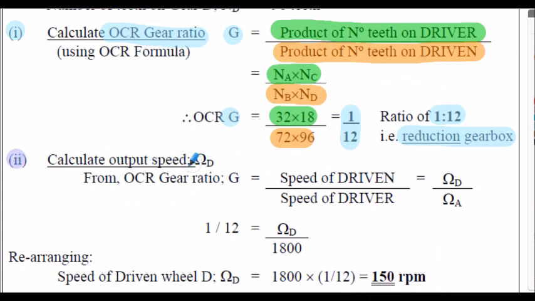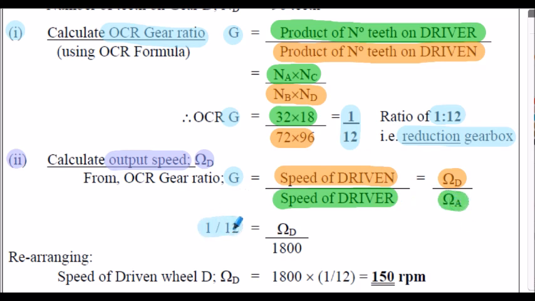Part two, we've got to calculate the output speed of gear D, this time using the gear ratio relationship: speed of the driven gear, that's omega D, gear D, divided by speed of the driver gear, omega A here. So we know the G value, it's 1 upon 12. We know the input gear speed, 1800 RPM. We can calculate omega D. So simply rearranging the equation, omega D is equal to 1800 multiplied by 1 upon 12. So the output gear speed, gear D, is 150 RPM.